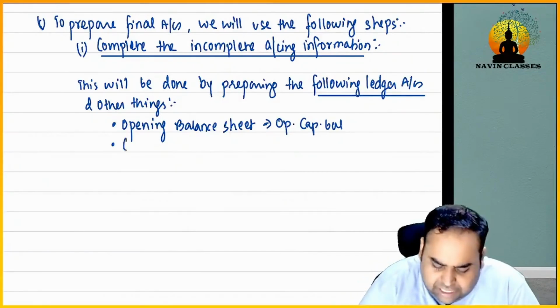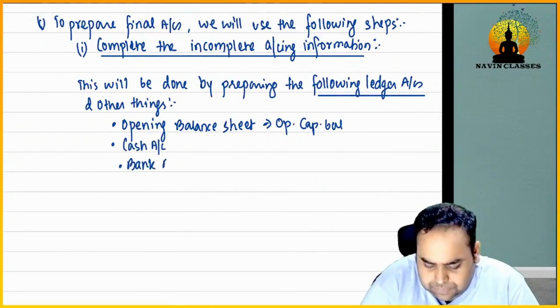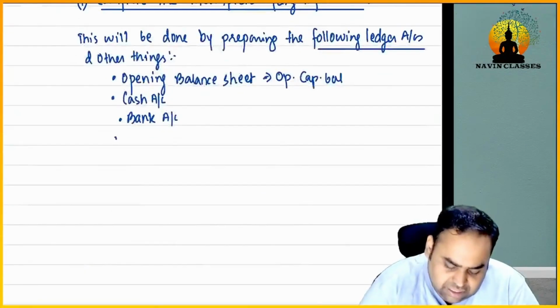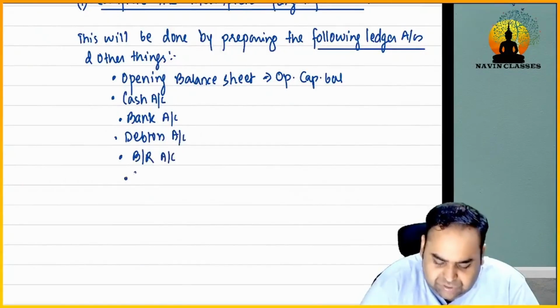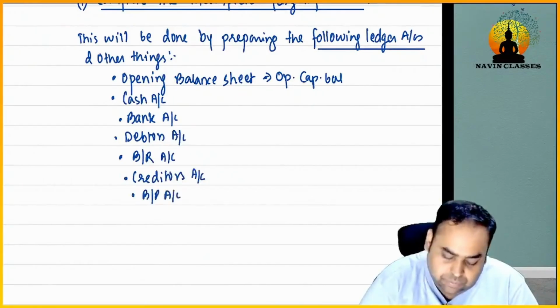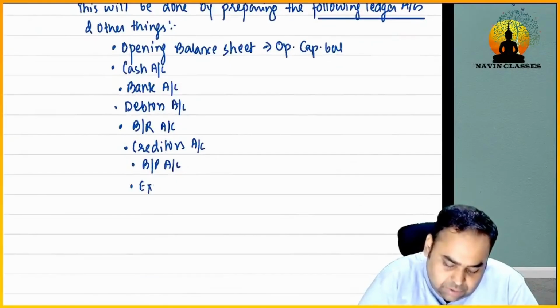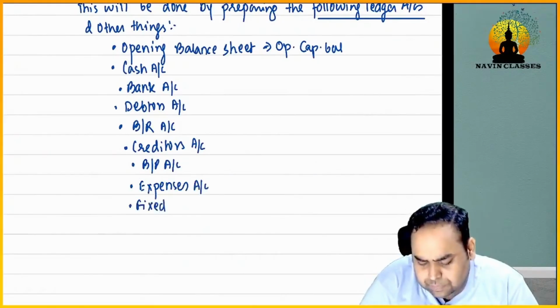And what else do we need? We need to create the cash account, bank account, debtors account, bills receivable account, creditors account, bills payable account, expenses account, fixed assets account, etc.